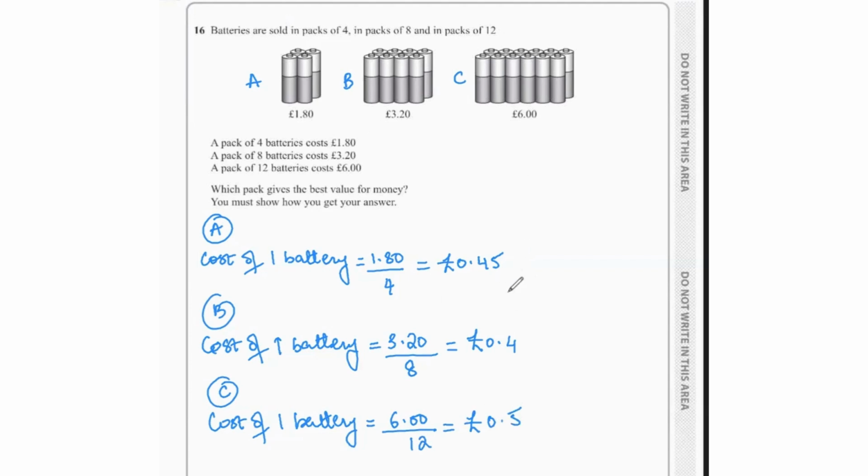Now we can clearly see that the second pack of 8 is offering the best value, which is 0.4 pounds per battery. So which pack gives the best value? 8-pack battery. Because least cost per battery.